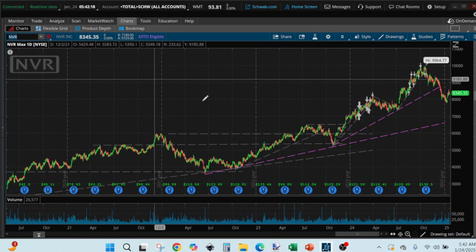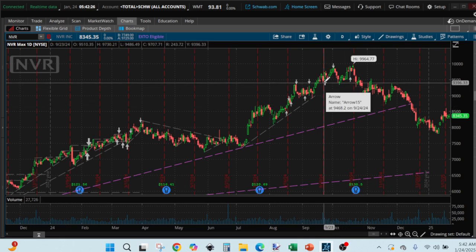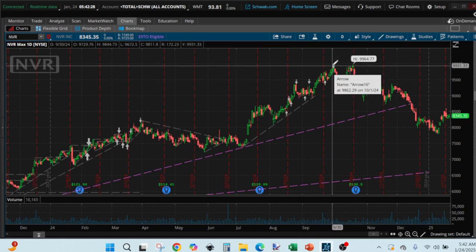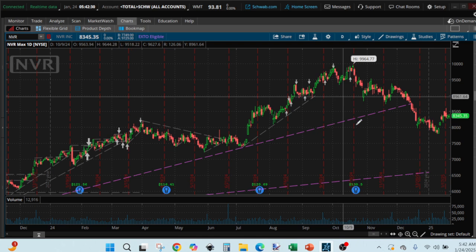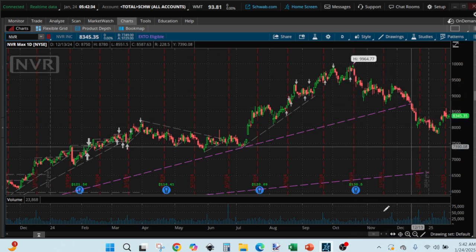NVR, we purchased at a long option line. The arrows just show you where we bought it. Like this arrow shows you where we bought it. The arrow on top shows you where we sold it. So we bought it there, and then the price dropped.